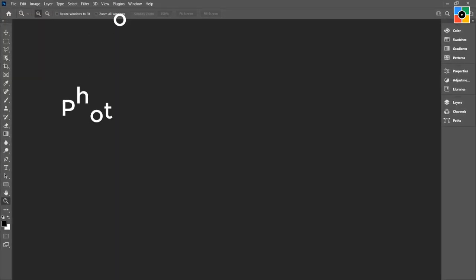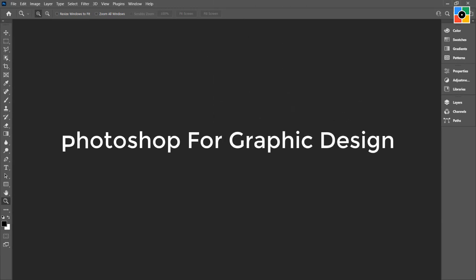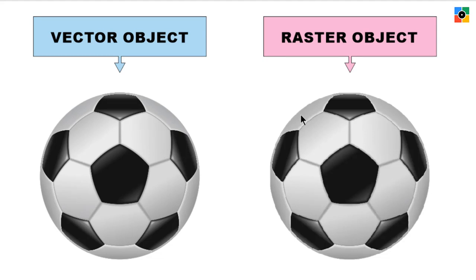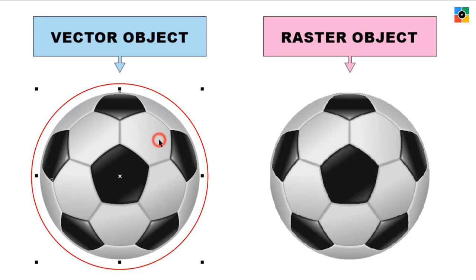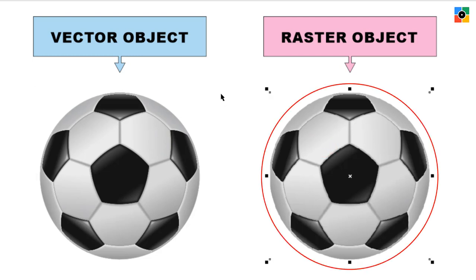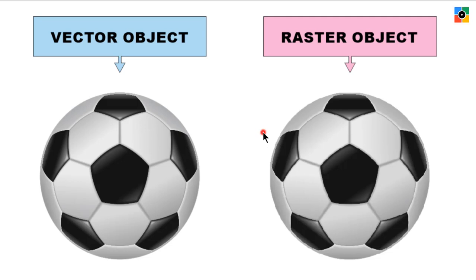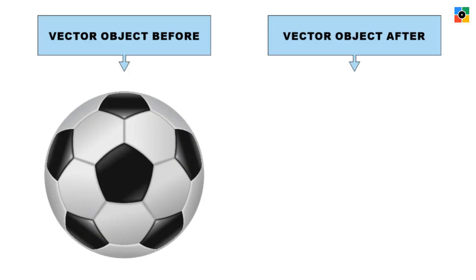We will now start learning Photoshop for graphic design. But before that, let us see exactly what is the difference between a vector graphic object and a raster graphic object. Try zooming in. Vector graphic objects have no pixels. Now try zooming in on this object. You will notice that raster graphic objects contain pixels. Another important thing is size.